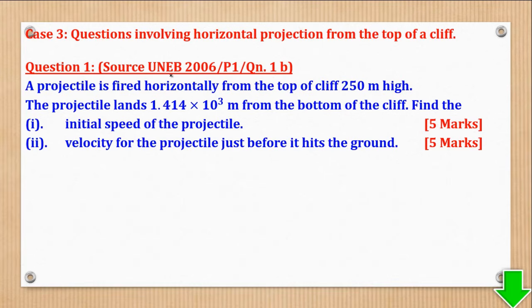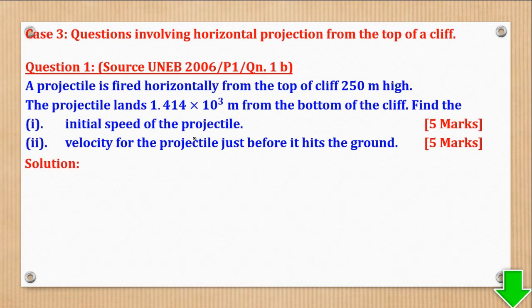And the first question came from UNEB of 2006, paper 1, question 1b, and it says, a projectile is fired horizontally from the top of a cliff 250 meters high. The projectile lands 1.414 exponent 3 meters from the bottom of the cliff. Okay, find Roman 1, the initial speed of the projectile, and Roman 2, the velocity of the projectile just before it hits the ground.